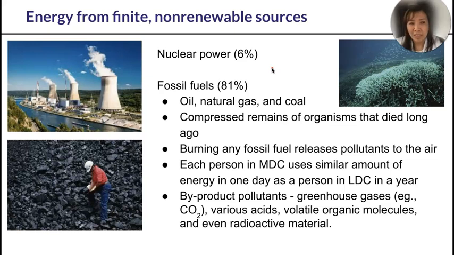And again, like I said, there are a lot of pollutants that are released, right? So we have greenhouse gases such as carbon dioxide. We can release certain acids, certain volatile organic molecules, certain radioactive material. The release of all of this is just adding more pollutants to Earth. Additionally, the increased release of greenhouse gases like CO2 leads to global warming, right? So it leads to temperature rising.